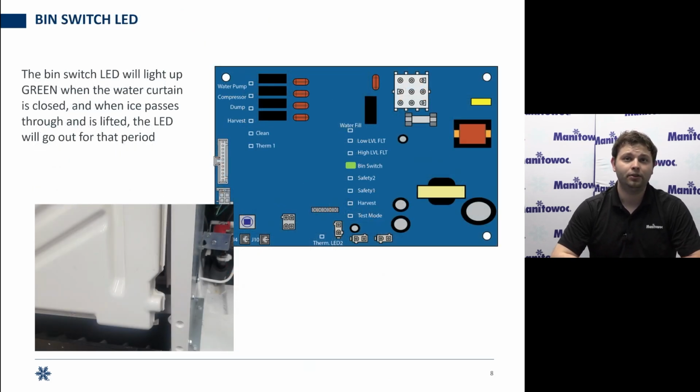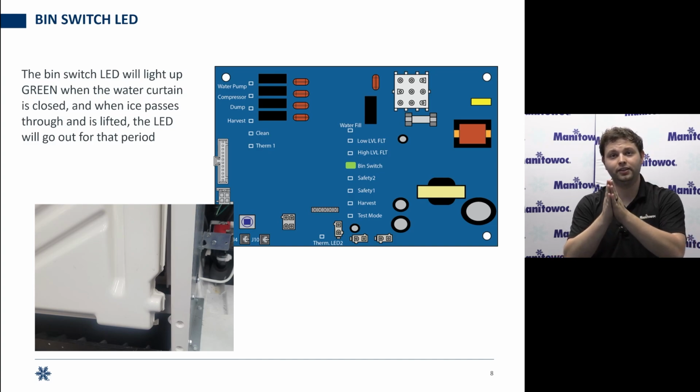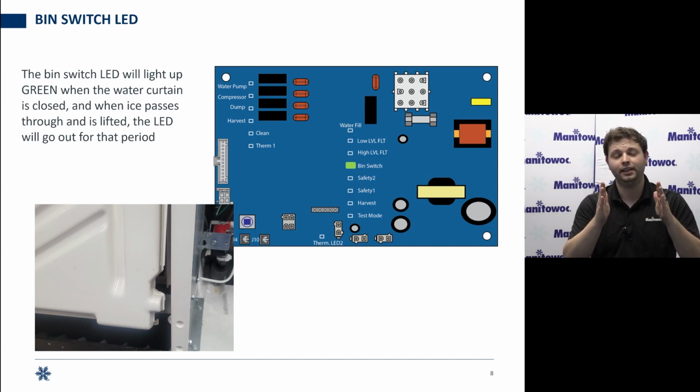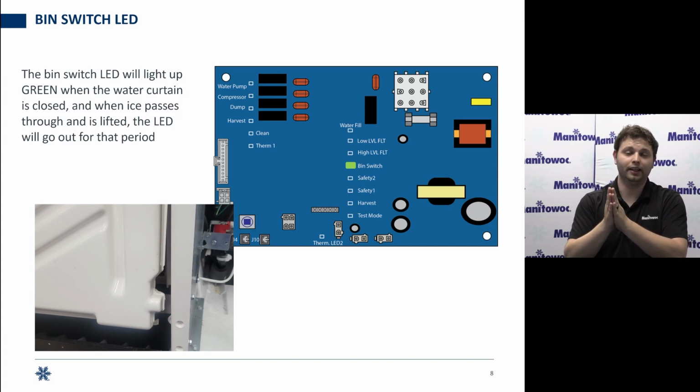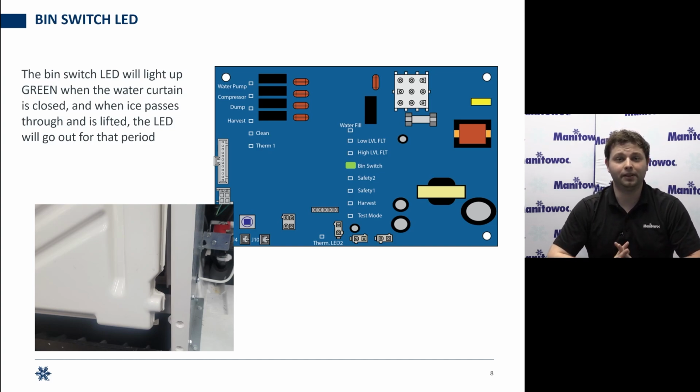Our next LED will be the bin switch LED. This LED will be solid green whenever that curtain is closed. If you have it closed, there's a magnet there sensing that the curtain is closed, and then once it opens, that light will go out for however long that curtain is open, and when it goes back shut, it'll turn that light back on. This is something that's important when trying to troubleshoot a bin switch. Say you're having some freeze up issues, what you can do is test that. You can lift up that curtain.